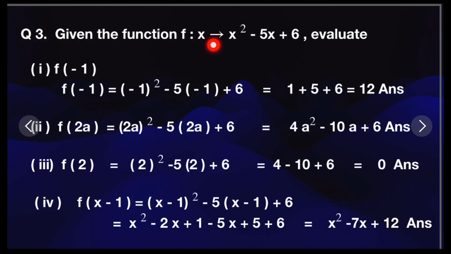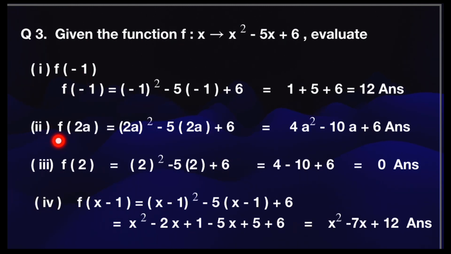Question 3. Given the function f: x → x² − 5x + 6, evaluate. So these are different ways to write a function. So we just have to evaluate. First is f(−1). What does this mean? F of minus 1. All the x values will take this minus 1 value. So put x is equal to minus 1. Evaluate this function. You will get the answer. The value of the function at minus 1 is 12. Or you can say 12 is the image of minus 1.